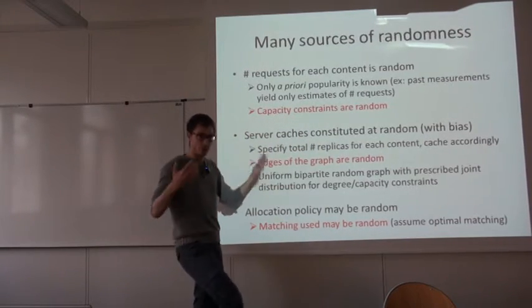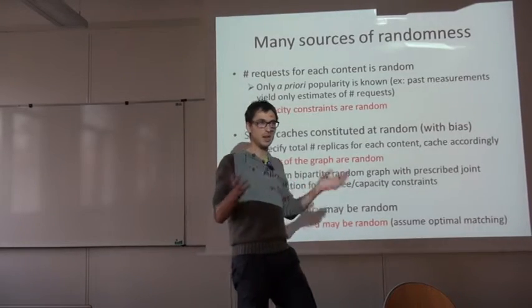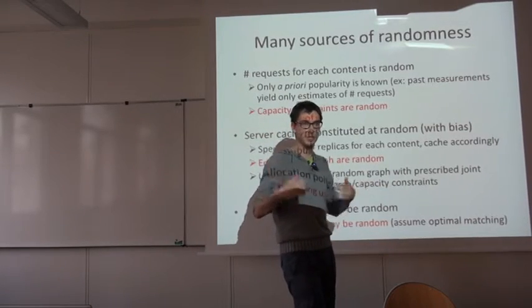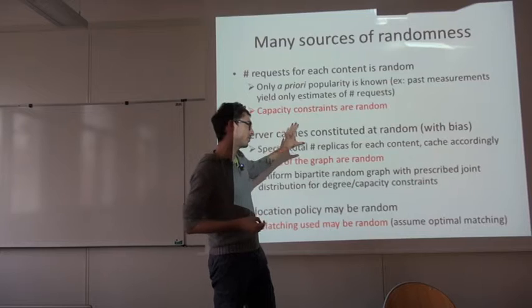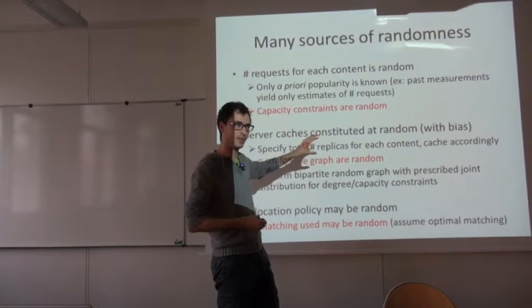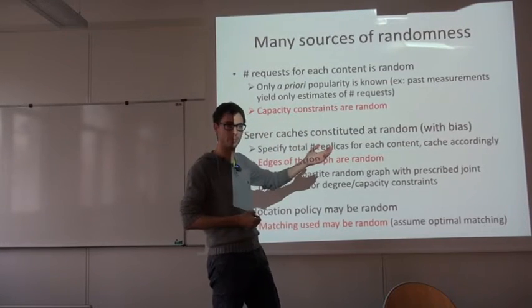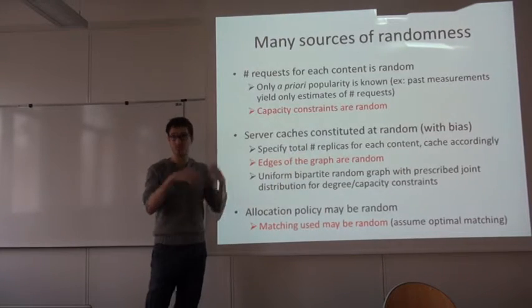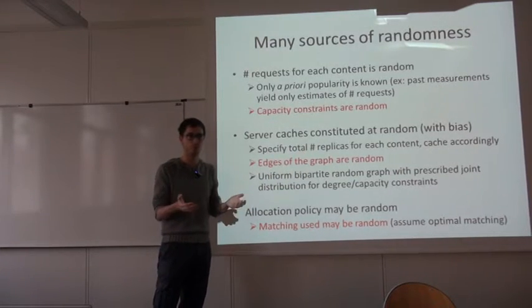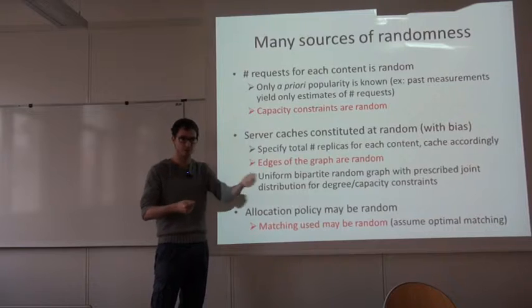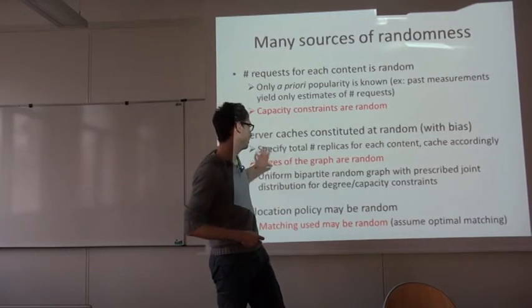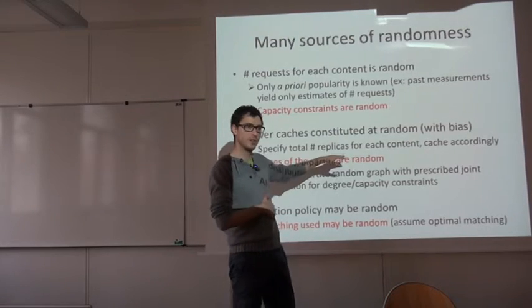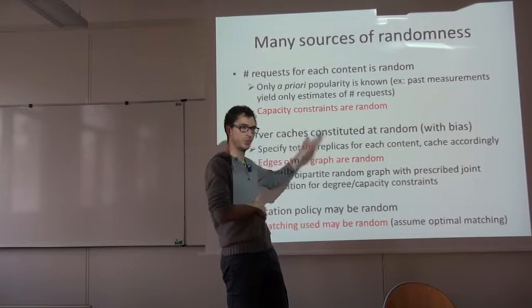And moreover, we envision quite large systems with a lot of gateways, for example. So you can't really coordinate all these gateways very efficiently. So there will be some randomness in the way the contents are cached by the gateways. Basically, you can say how many replicas you want for a content, but you can't really specify very precisely which gateway is going to store the contents. So this means that the edges of the graph I showed you are going to be random.